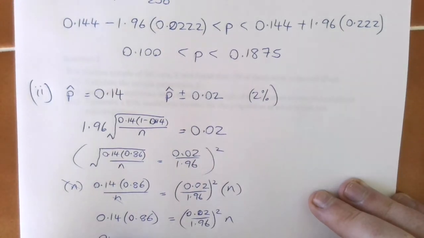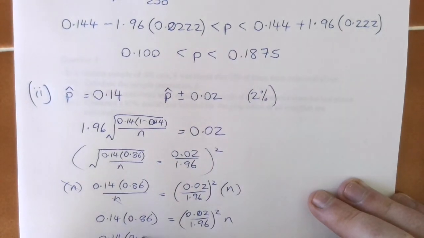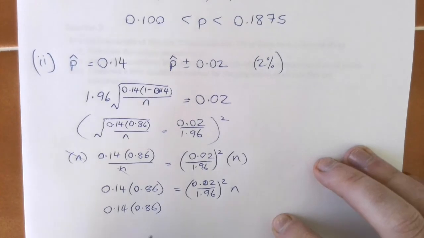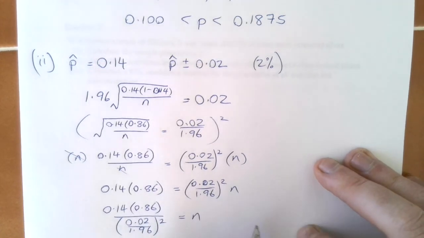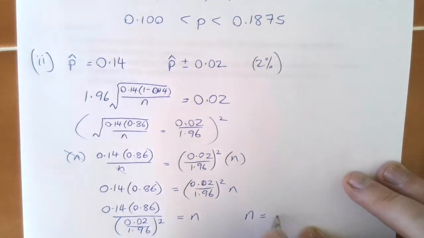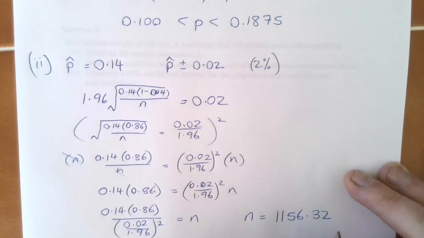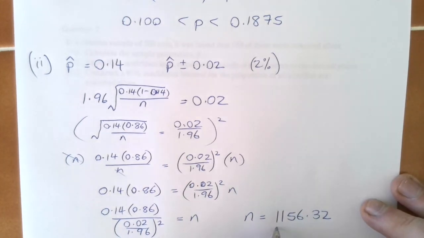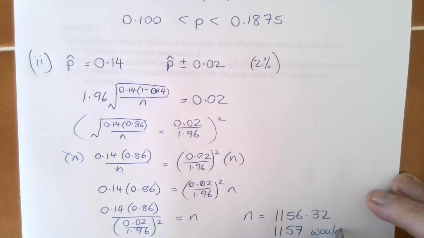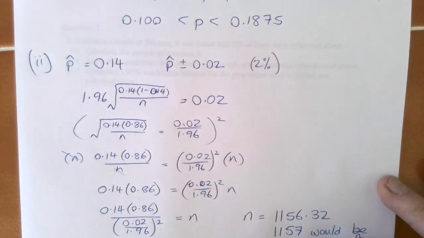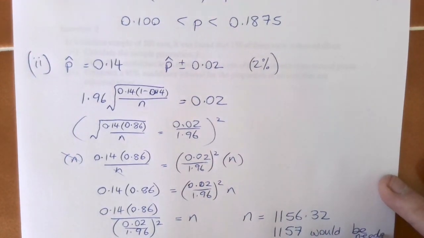So it's going to be 0.14 by 0.86 divided by (0.02 divided by 1.96) squared, and that is going to be equal to n. So when we put all that into the calculator, n is equal to 1156.32. So a sample size of 1157 would be needed.